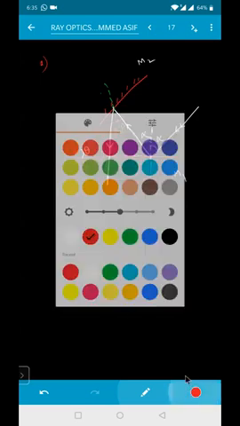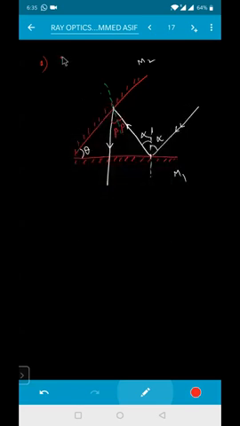Now what is the net deviation? What is net deviation? Delta net is equal to how much? I'll explain the question once again.